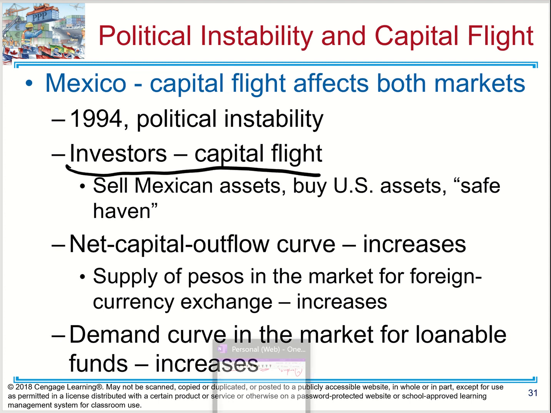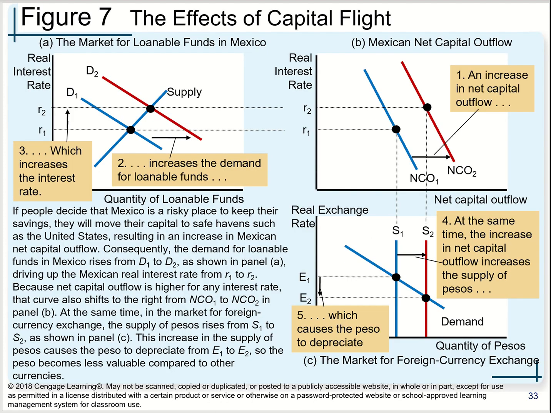So let's see what happened in the economy. Let's use this panel again. So what happened is that whenever the investors pulled the money out, you saw a huge increase in our NCO. So in Mexico, there was an increase in NCO.